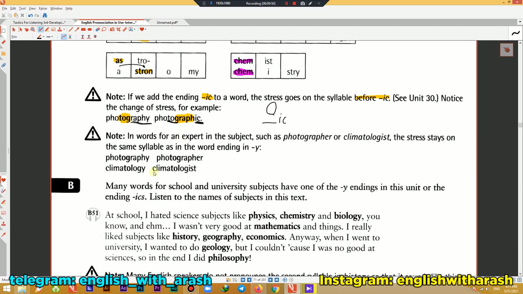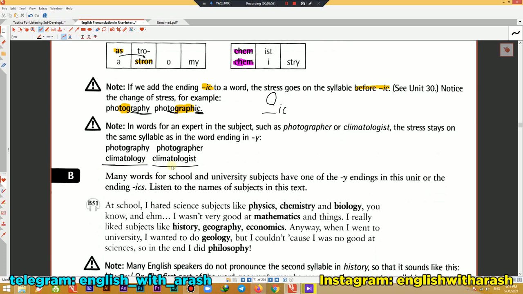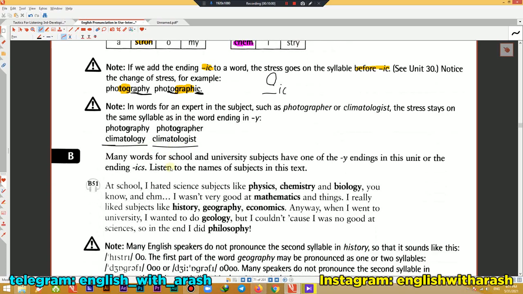Another example the book gives is climatology, climatologist. Somebody who studies climate. Climatology. Yes, journalist. Painting, painter. Very good.